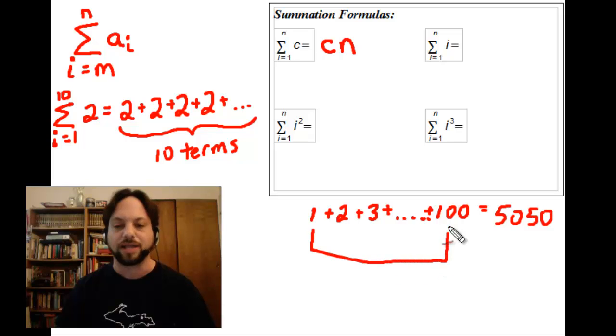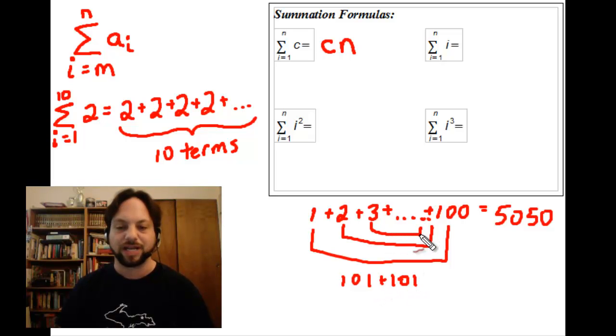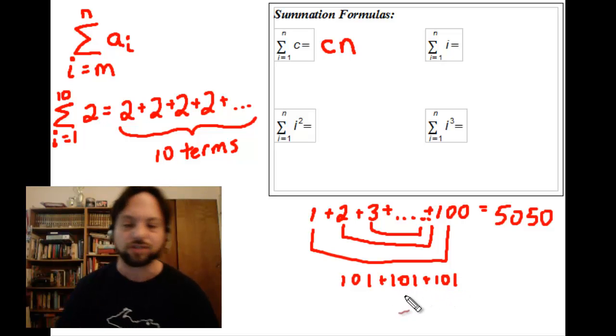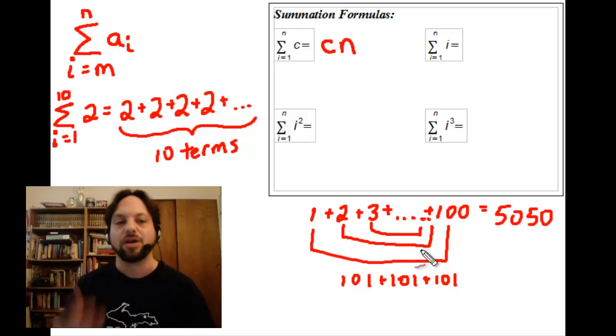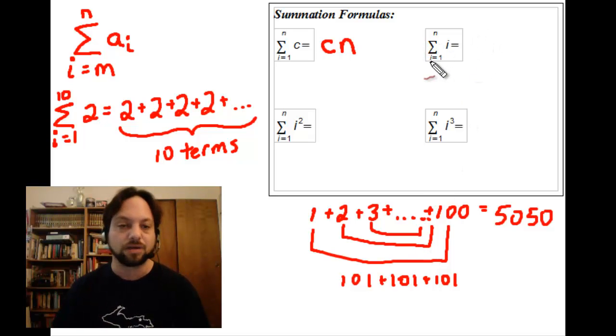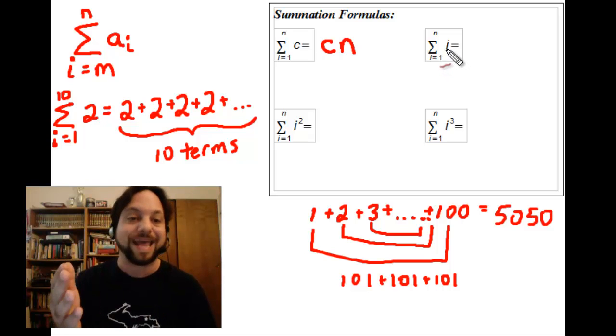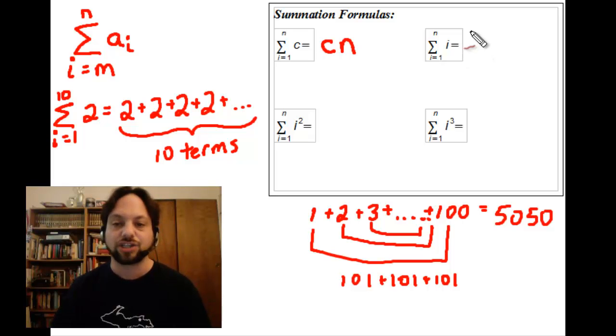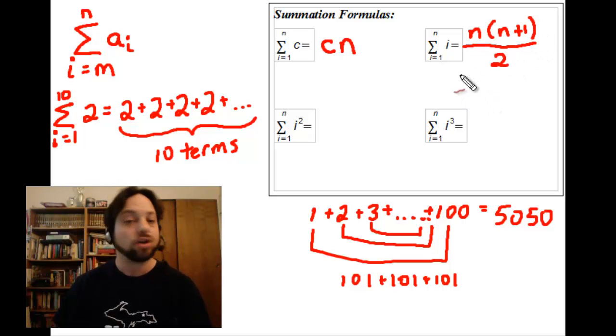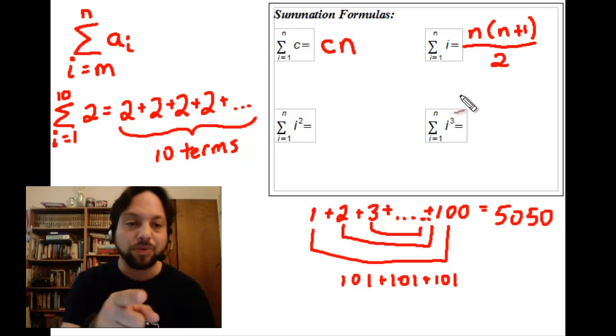He added the 1 and the 100 together to get 101. He added the 2 and the 99 together to get 101. The 3 and the 98 went together to give 101 again. So we notice all these repetitions of 101. Perhaps because of that, we have this formula. Sigma from i equals 1 to n of i. In other words, the first n digits is actually going to add up to n multiplied by the first value greater than n, all divided by 2. Try that for n equals 100 and see what you get.